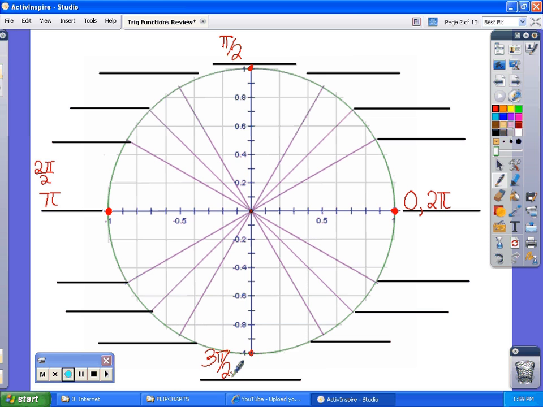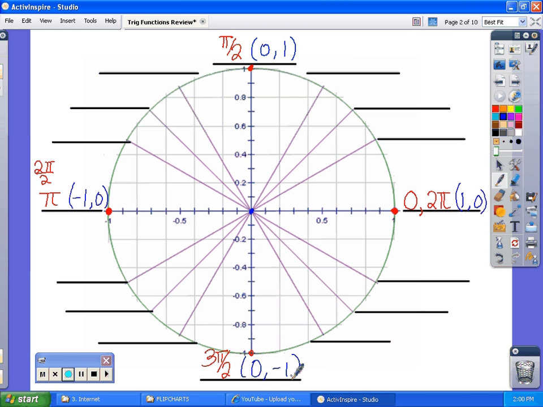Now, since we're in a unit circle, all of your points would be referenced to the center 0, 0. So this is 1, comma 0. Up top would be 0, comma 1. To the left would be negative 1, comma 0. And then down lower would be 0, negative 1.